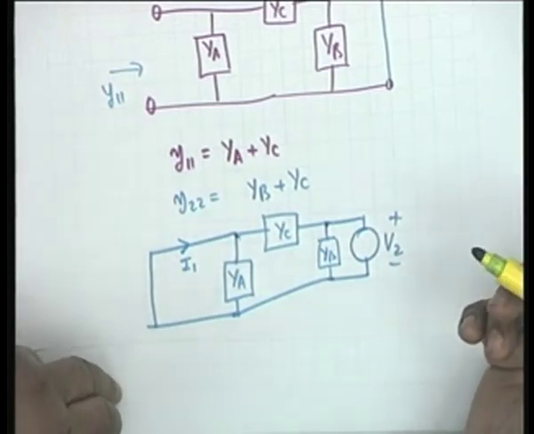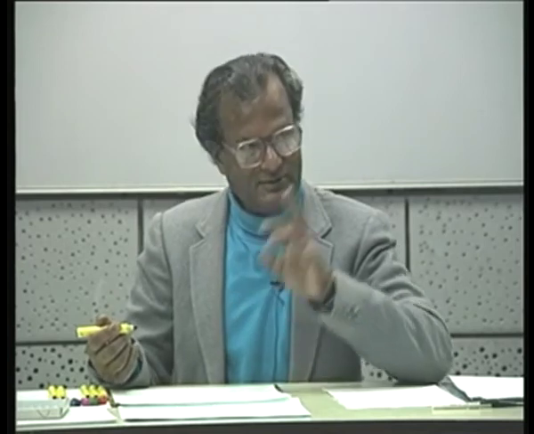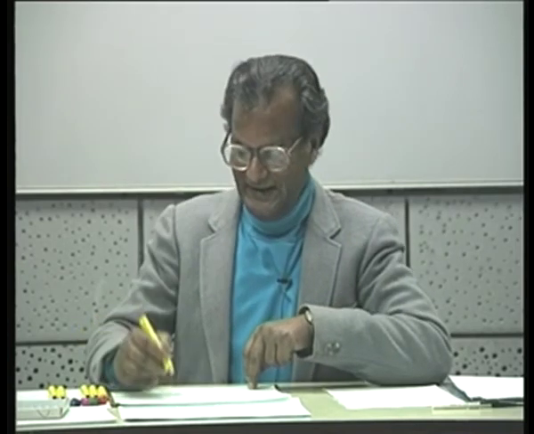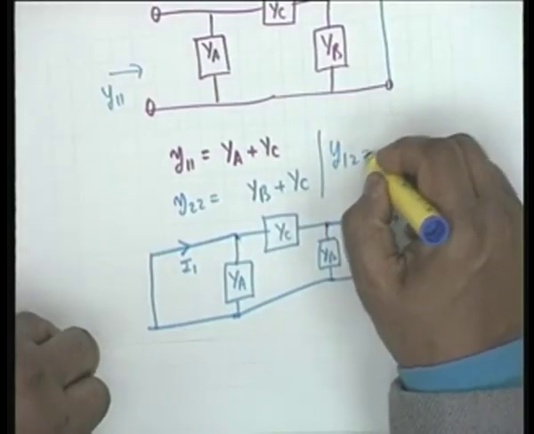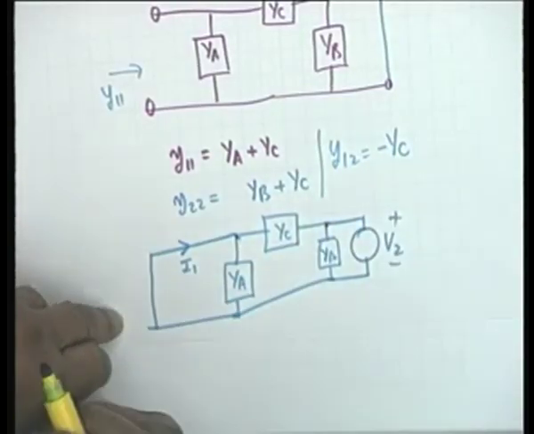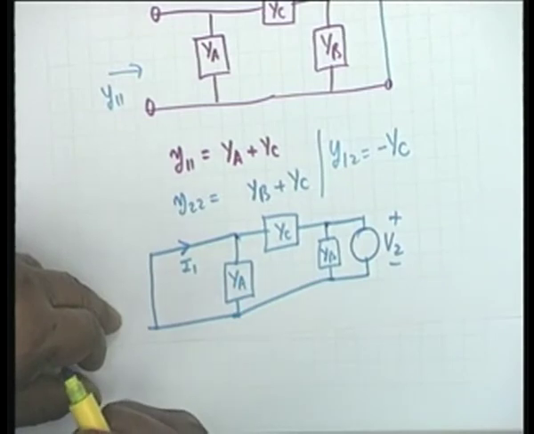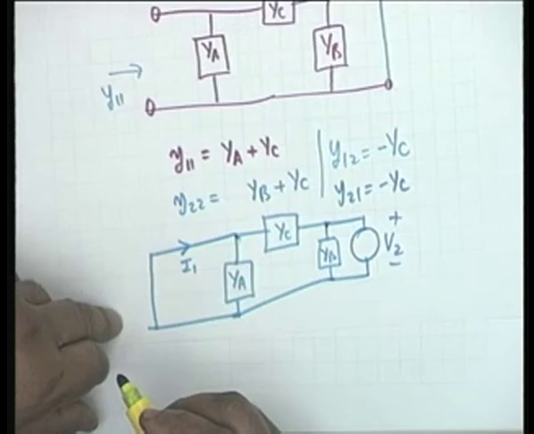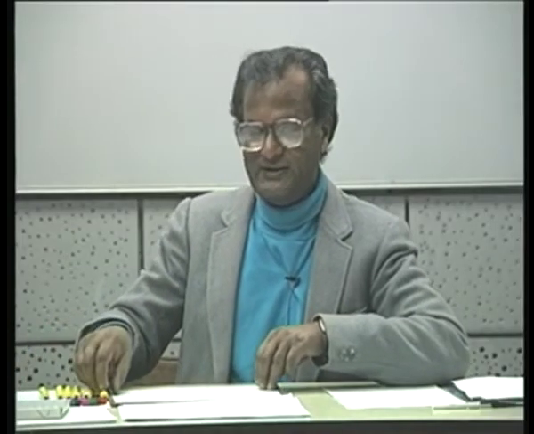No. V2 YC. No, even that is not correct. Negative of that, and therefore Y12 shall be equal to minus YC. Is that clear? Similarly, Y21 is equal to minus YC. Let me write it down, which will lead me to a very interesting result.